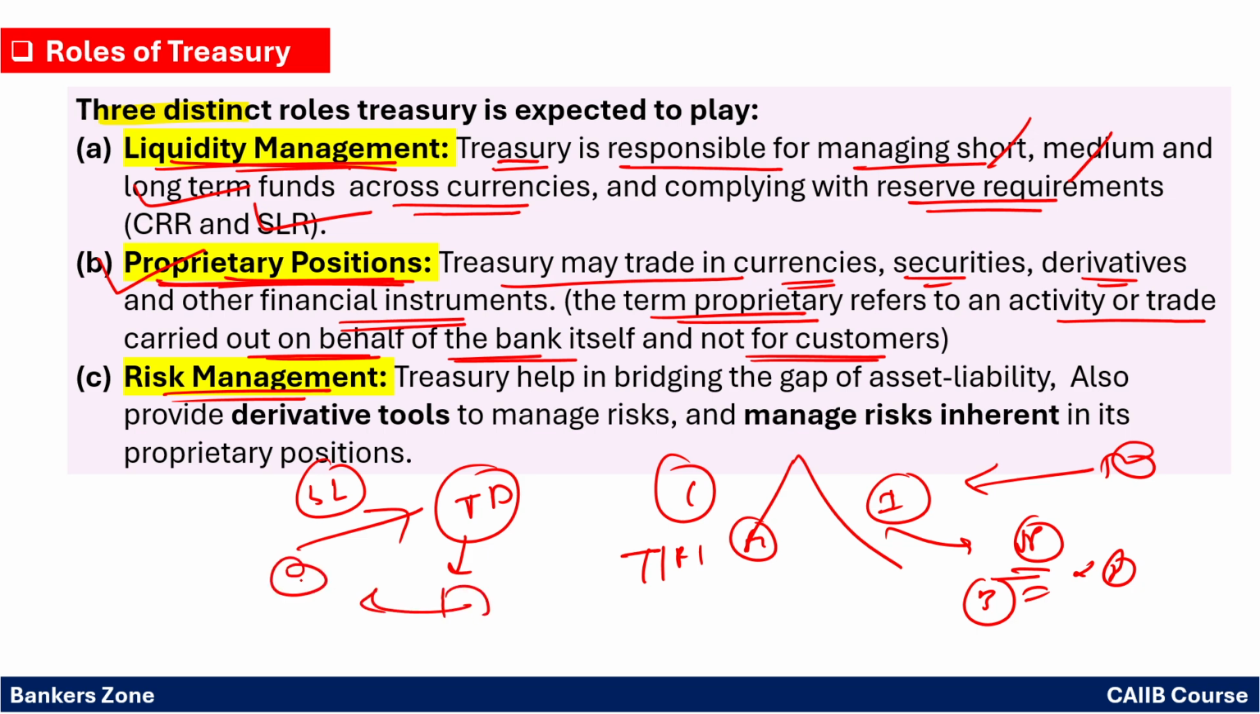The profit will go to the bank, not to the customer. That is what the proprietary position is: earning profit for the bank itself, working for the bank itself to earn the profit. That is what the proprietary position is, right?